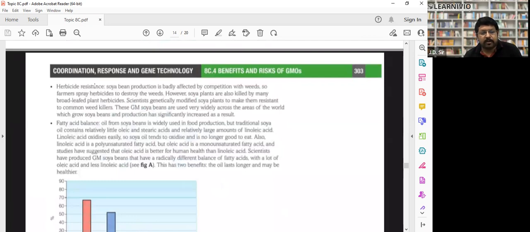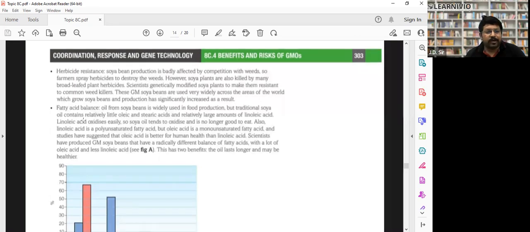Herbicide resistant soybean production is badly affected by competition with weeds. So farmers spray a herbicide to destroy the weeds. However, soya plants are also killed by many broadleaf plant herbicides. You know, the herbicides destroy the nutritional plant or crop plant. Scientists genetically modified soya plants to make them resistant to common weed killers. These GM soybeans are used widely across the areas of the world which grow soybean, and production has increased as a result.